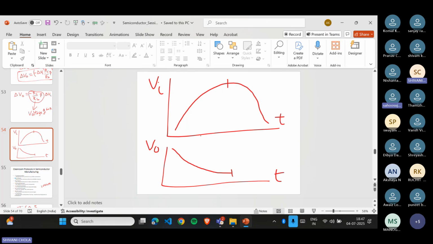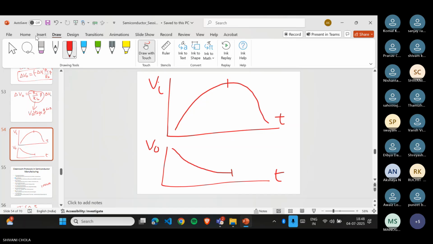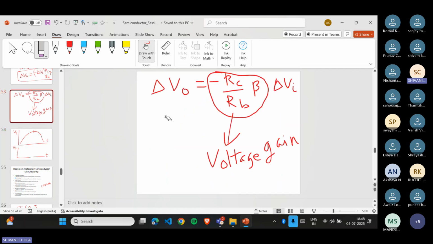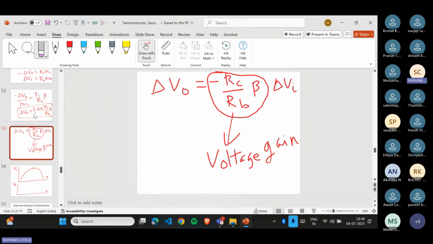Come on, guys. Sir, explain again, please. Okay, I'll explain it again, no worry. So this derivation part is clear to you, right? Like how I derived this relationship between output and input voltage, right?